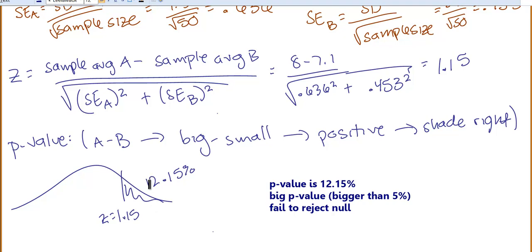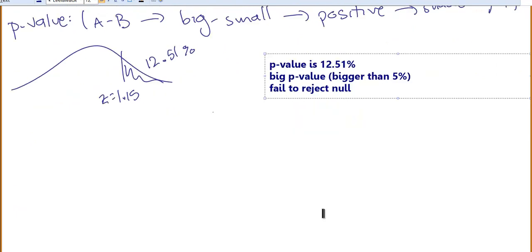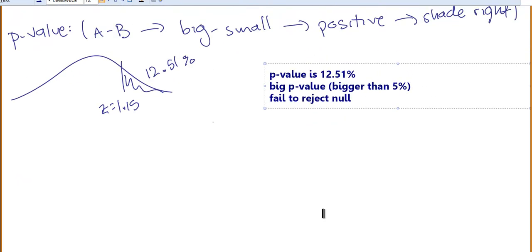And that gives me an area of 12.51. So I even wrote that one wrong. Transposing numbers in my head. So my p-value is 12.51%. Now that's a big p-value because it was bigger than 5%. And when you have a big p-value, you fail to reject your null hypothesis. Oh. And I deleted my conclusion.